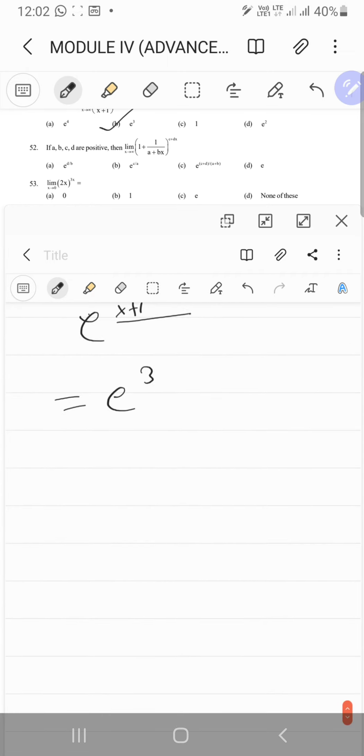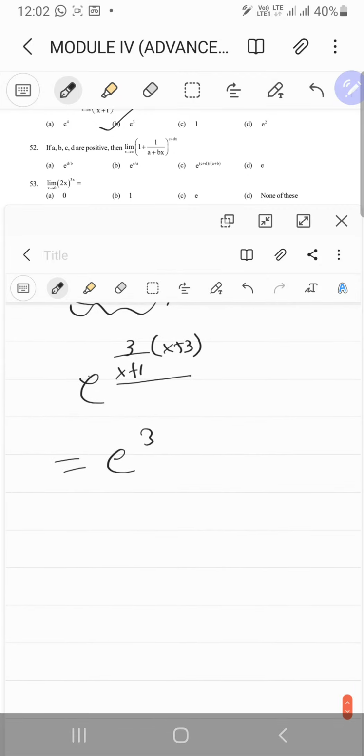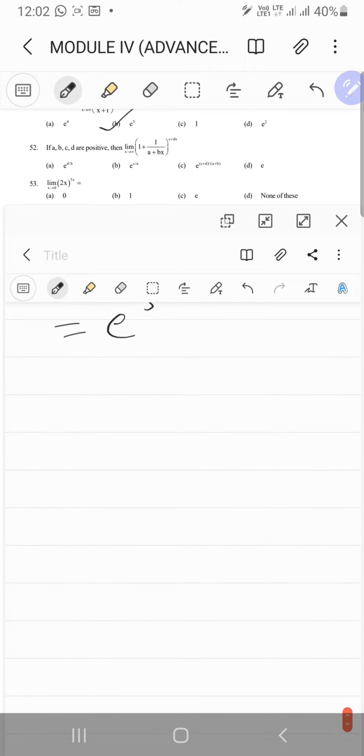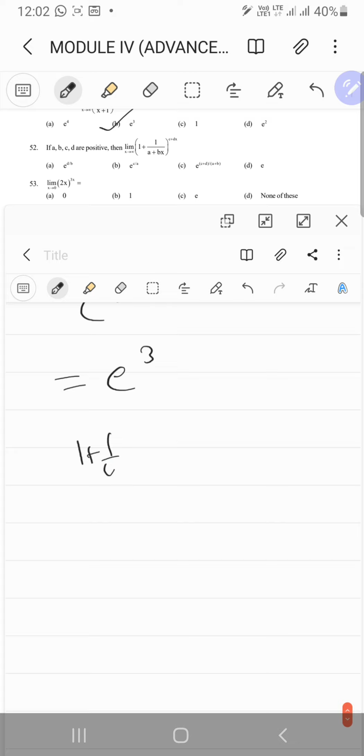Next, x tends to infinity, 1 plus 1 upon a plus bx, all to the power of c plus dx. I think we can go for an even better generalization, but let's not do that. We'll do that in some other video maybe. So this is going to be 1 plus 1 upon u raised to the 1 upon u, and this whole thing raised to the power of u times c plus dx.